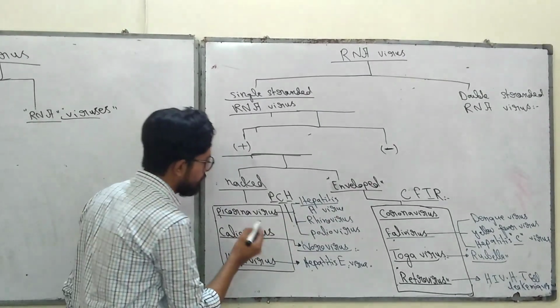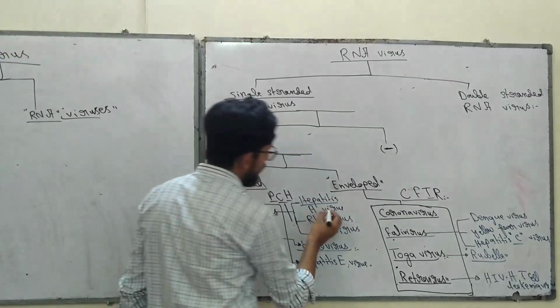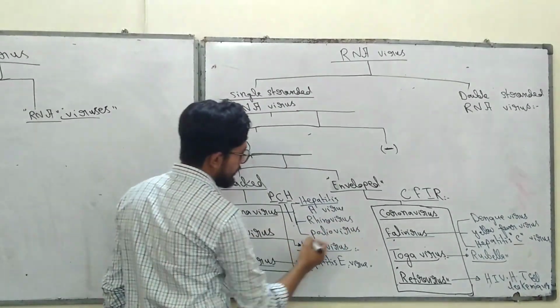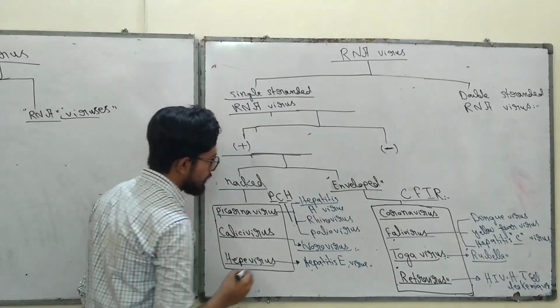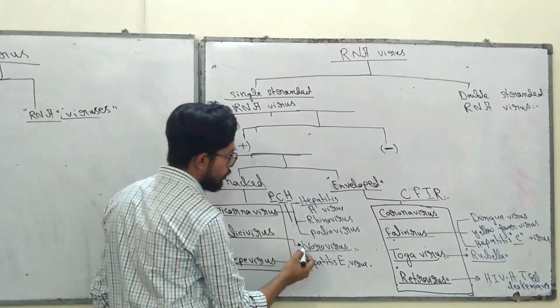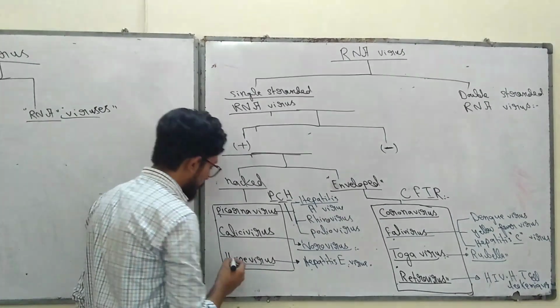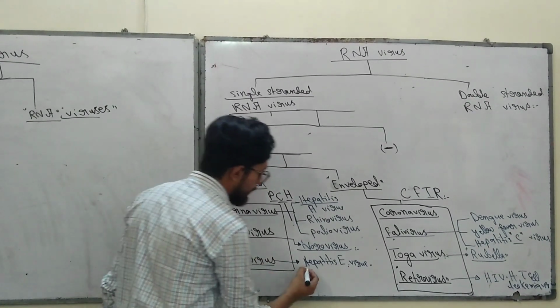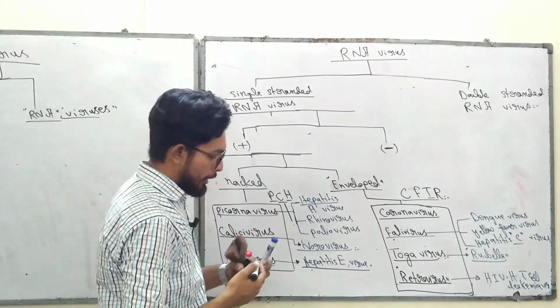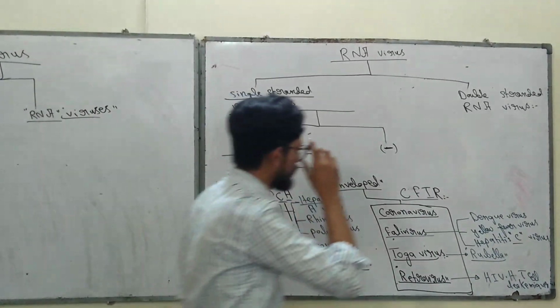So picornavirus is further divided into hepatitis A virus, rhinovirus, and poliovirus. Calicivirus is further divided into norovirus, and norovirus is the most important causative agent of viral diarrhea in humans. Hepevirus is the hepatitis E virus, and it also causes acute hepatitis in humans.